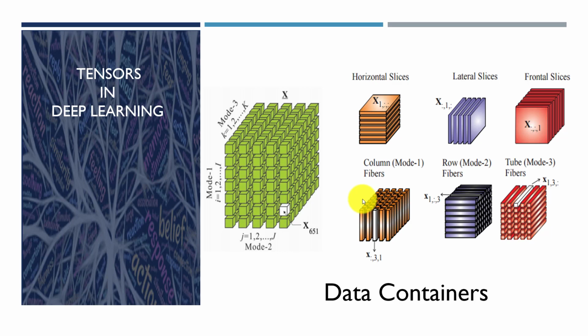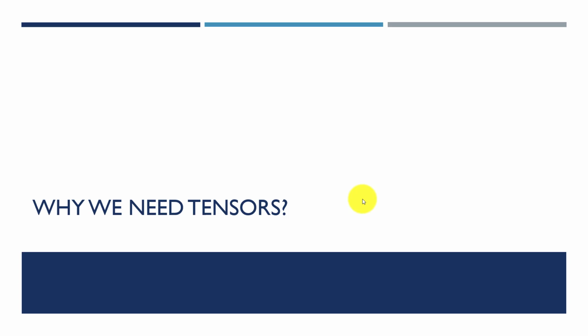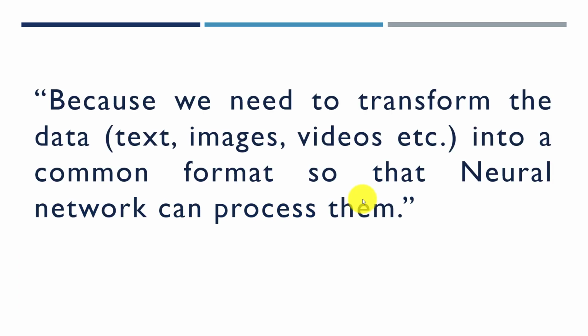Okay, so why do we need to study tensors? As I said, we need to transform the input data, let's say our text, images, videos, etc., into a format which can be easily understood and processed by the neural network. So that's why tensors are very important. It is so important that Google has actually named its product TensorFlow after it. So that's why we need to understand tensors thoroughly.